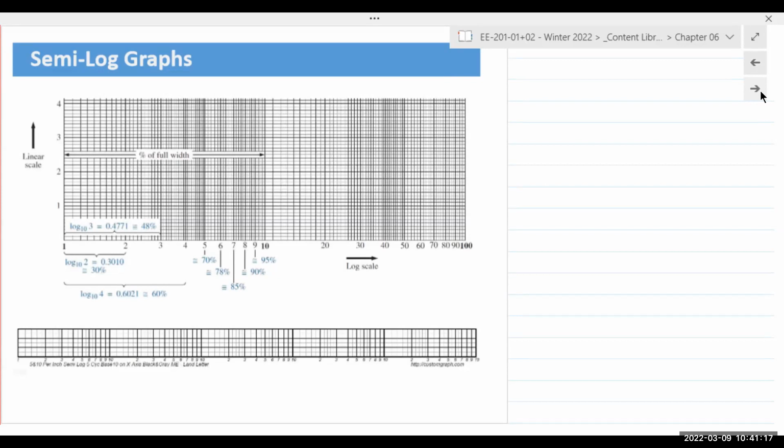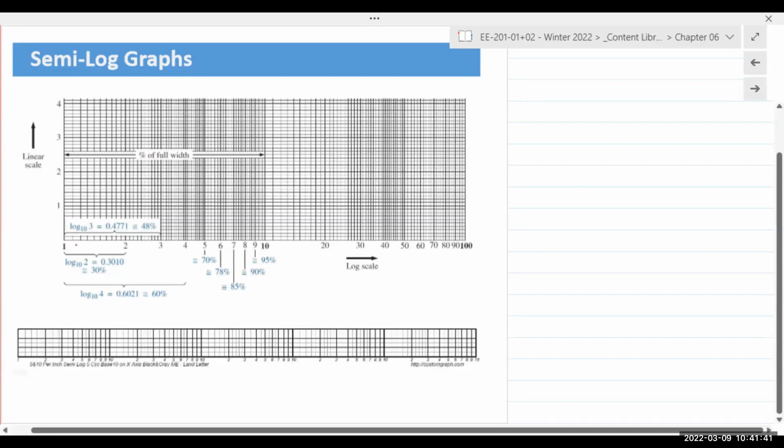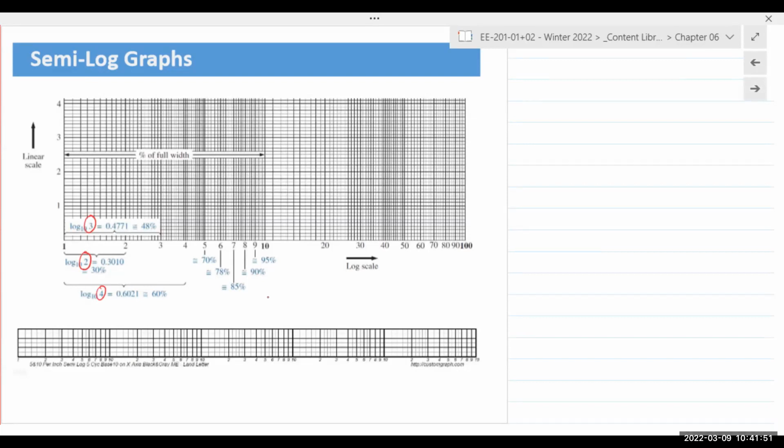If only one of the axes is in the log scale, as in this one, the x-axis is on the log scale, the y-axis is linear, then we have what is known as a semi-log chart or a semi-log graph. Okay, and it's log because physically the distance between each division is a direct relation of the log of that number. So going from the first one to the next, it is log of 2, log of 3, log of 4, and so on and so forth. There is no 0, of course, because it's a log scale.